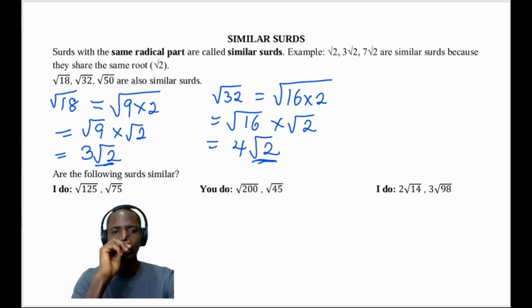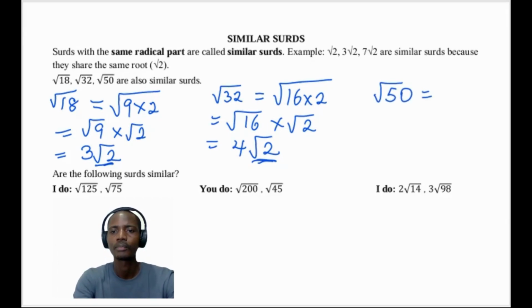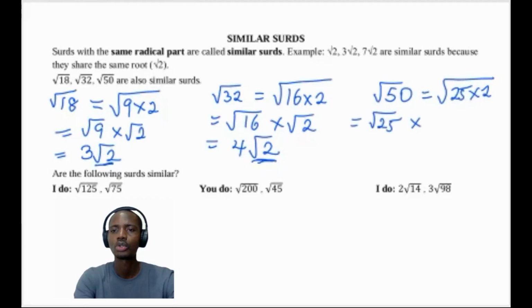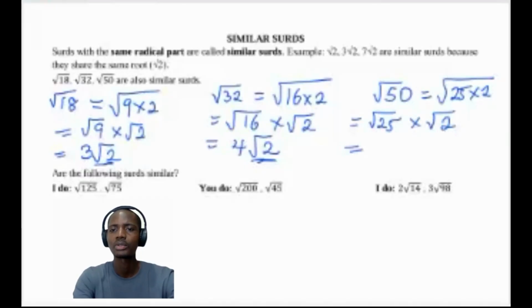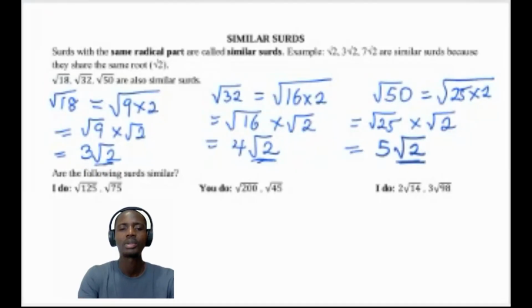Okay? Now, let's see if root 50 has the radical part to be root 2. Root 50 is equal to the square root of 25 times square root of 2. Square root of 25 is 5. Then 5 times root 2 is 5 root 2. So you see that they all have their radical parts to be the same: root 2, root 2, root 2. Right? So we can say that these surds, all of these, are similar.